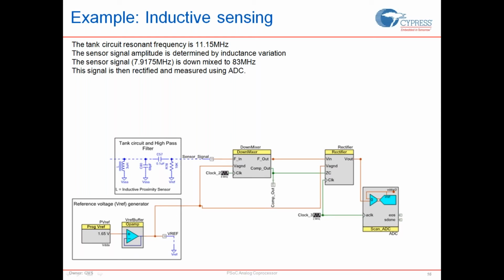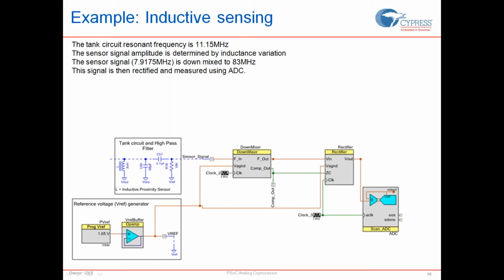So my tank circuit, which is designed at 11.15 megahertz, is going to take that 7.9175 megahertz excitation voltage, and based on its frequency response, there's going to be an output amplitude associated with it. Now, that amplitude is determined by both the L, which is the 3 microhenry inductance, and also the 68 picofarad capacitor. That's what determines my resonant frequency, which is 11.15 megahertz.